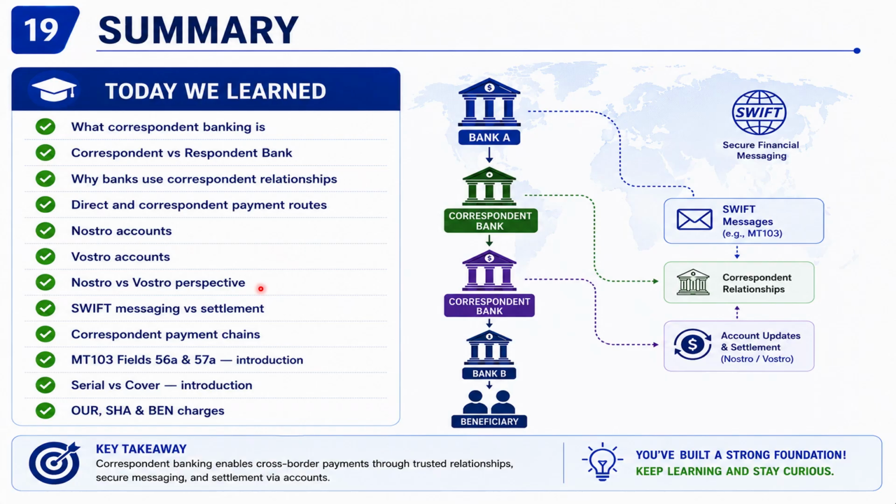We also distinguished SWIFT messaging from settlement, discussed correspondent payment chains, introduced MT103 Fields 56A and 57A, and briefly explored serial and cover payments. Finally, we understood how SHA and BEN indicate the allocation of payment charges.